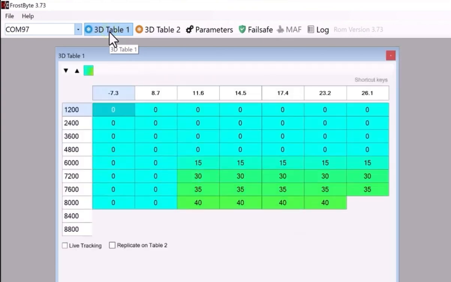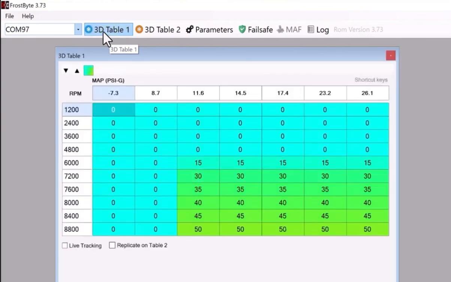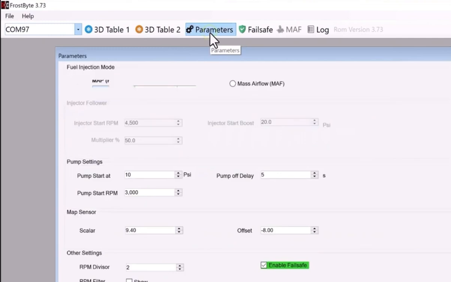Here you'll notice we have a table of cells that covers columns of manifold pressure, or boost, and rows of increasing RPM, or engine speed. This table can be used to determine how much water meth is to be sprayed at specific RPM and boost conditions. Let's go back to parameters.